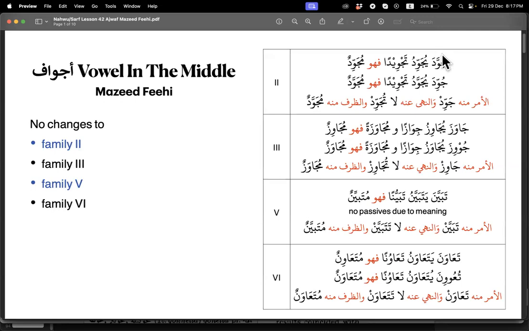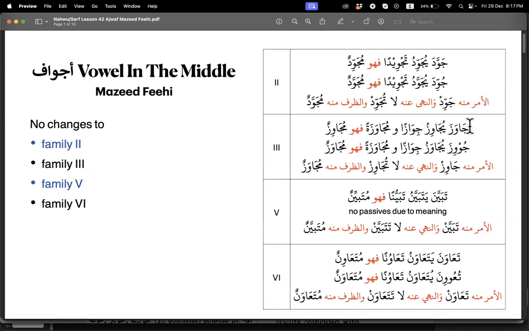Basically, the families that have shadda, or ta and shadda, which are 2 and 5, or the family with alif, or the family with ta and alif, which are 3 and 6. So all you can see is basically the normal wow. Jawwada, yujawwidu, tajwidan, and mujawwidun. So normal.